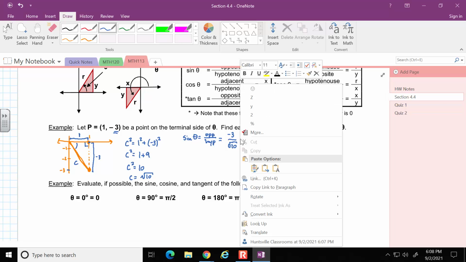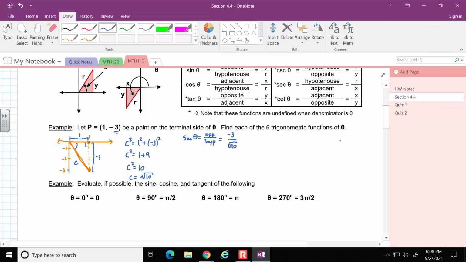So I'm still not done with that because I need to simplify that denominator. I can't leave that as is. I need to rationalize that. So I'm going to multiply the top and bottom by the square root of 10 to do that. So that gives me negative 3 times the square root of 10 divided by 10. Is everybody okay with that?